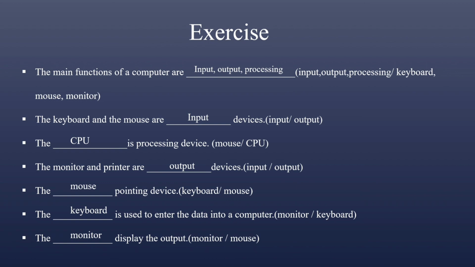So this is our exercise of filling the blanks. The main functions of a computer: input, output, processing. Keyboard and mouse are input devices. CPU is the processing device. Monitor and printer are output devices. The mouse is a pointing device and the keyboard is used to enter data into a computer. And the last one, the monitor displays the output.